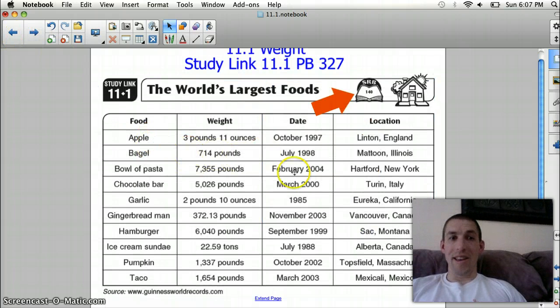All right, and just examples of largest foods. The largest apple is 3 pounds, 11 ounces. It's pretty cool, but I thought you guys would like this.